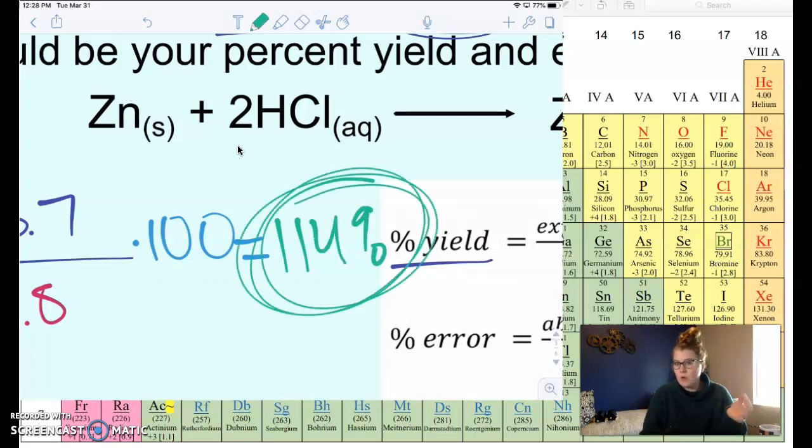So remember, 100% is the goal. So 114%? Okay, so we made more than we should have. This gives us an idea as scientists of what could have gone wrong and where it went wrong. Because here's the thing, you didn't just magically make more zinc chloride. Like, I can't just magically make more grilled cheese if I only had 4 pieces of bread. There's another error that's going on here.